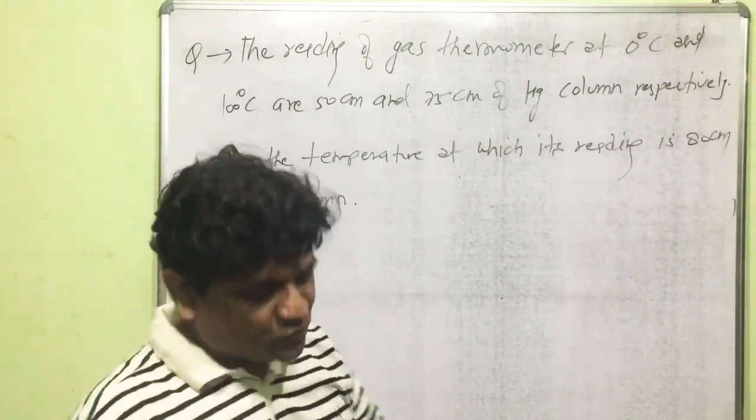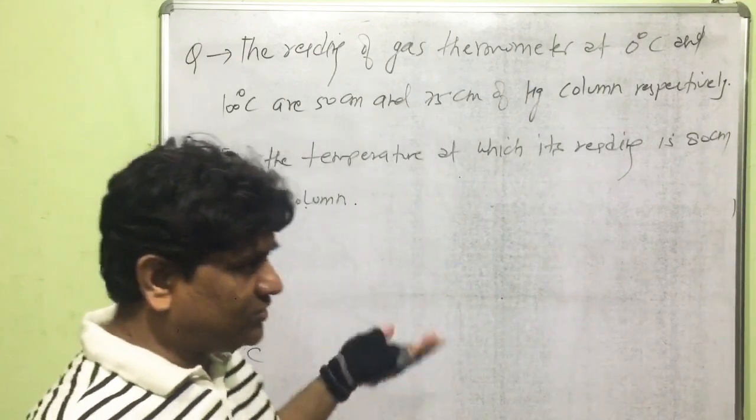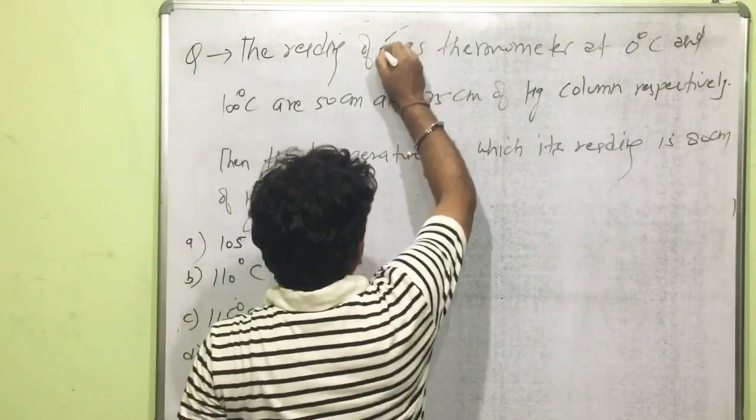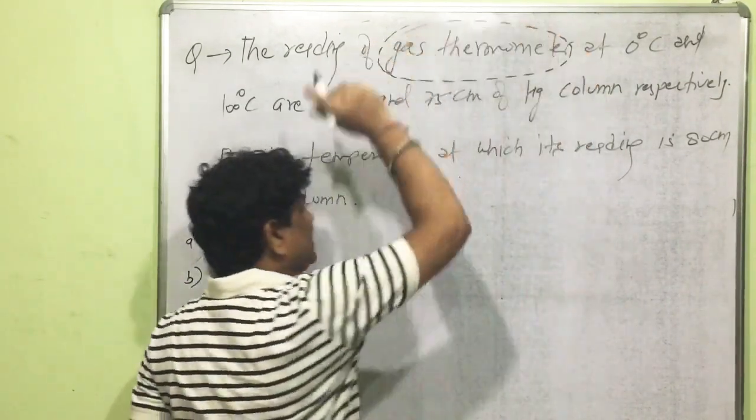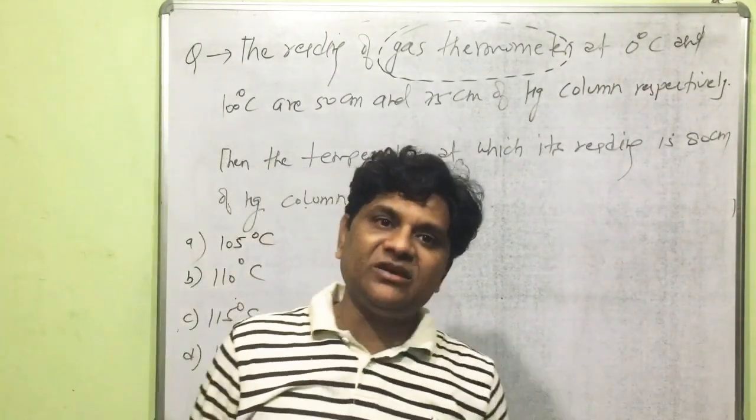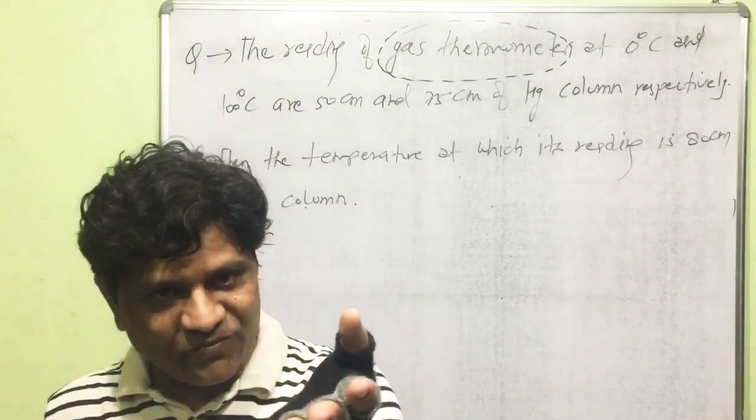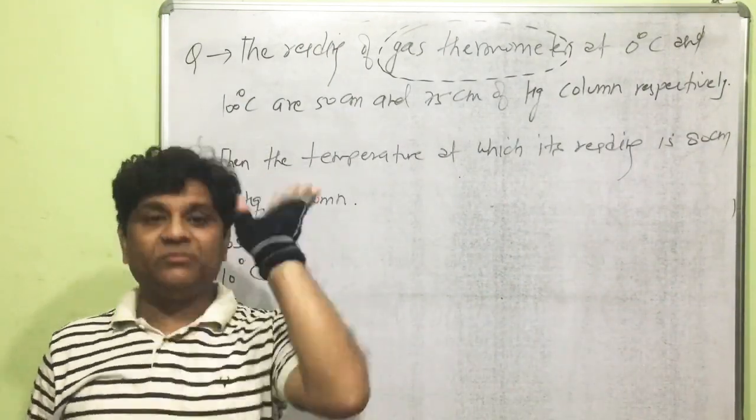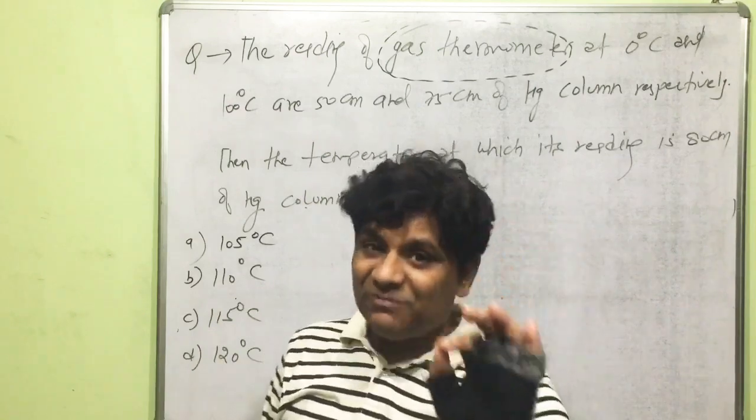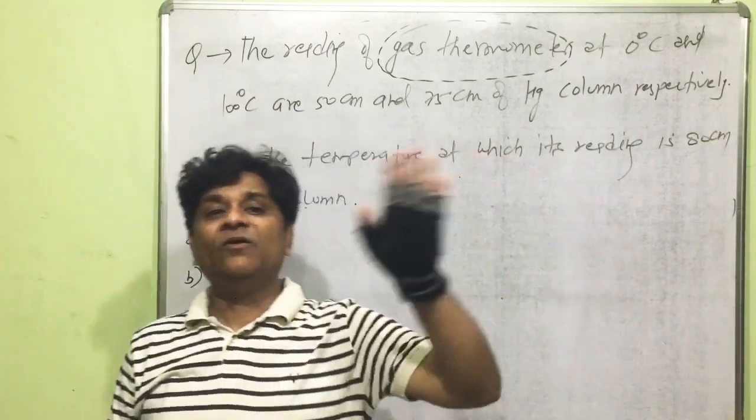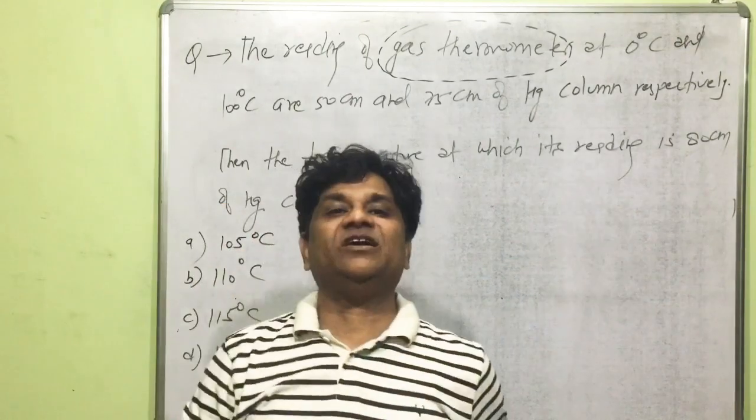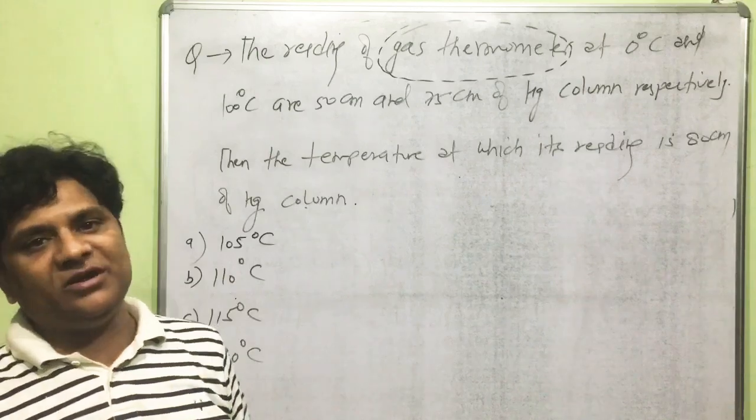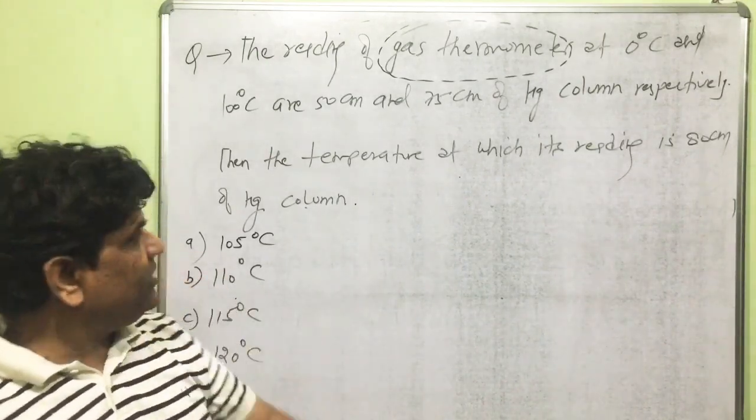Okay, the first question arising here is: are we using a gas thermometer or a liquid thermometer? Clearly mentioned, it is a gas thermometer. Now a gas thermometer is based on the principle of change in volume or change in pressure. For a given mass of gas, two types of gas thermometers are possible: one is a constant pressure gas thermometer, another is a constant volume gas thermometer. So first we must be clear whether it is a constant pressure or constant volume gas thermometer. It will be clear from here.